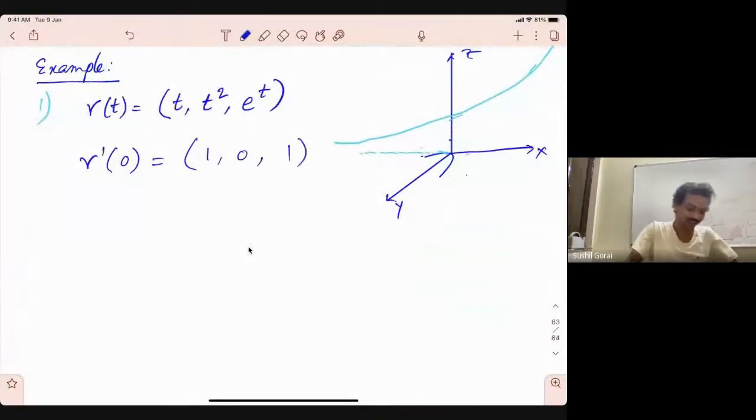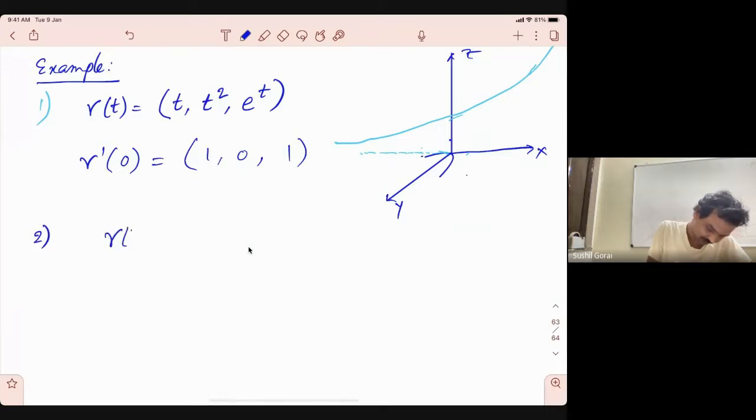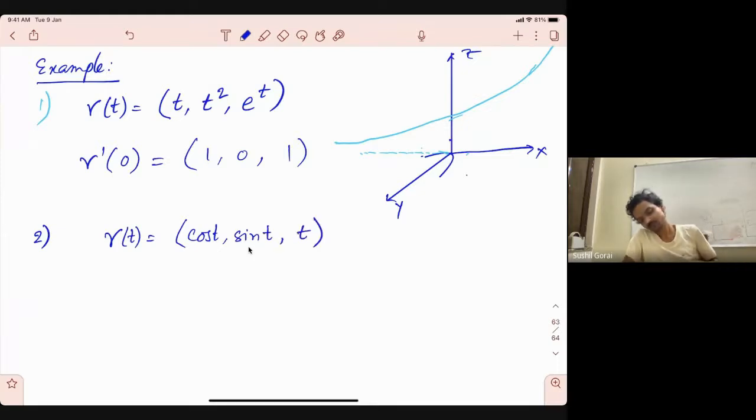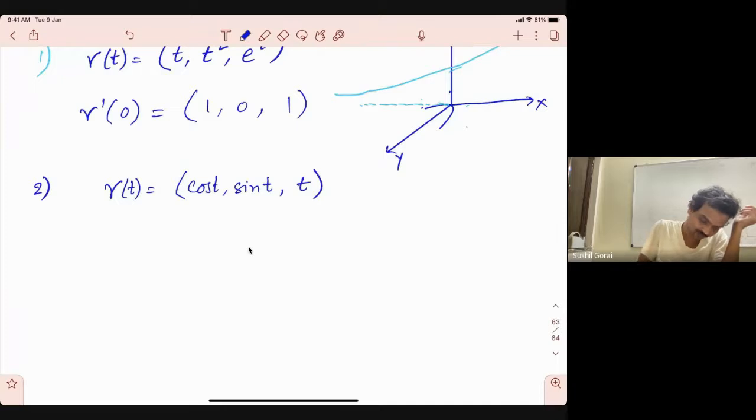Let us try another example too. Consider this function gamma t equal to cos t comma sin t comma t. So what is it? cos t comma sin t gives you a circle, right?